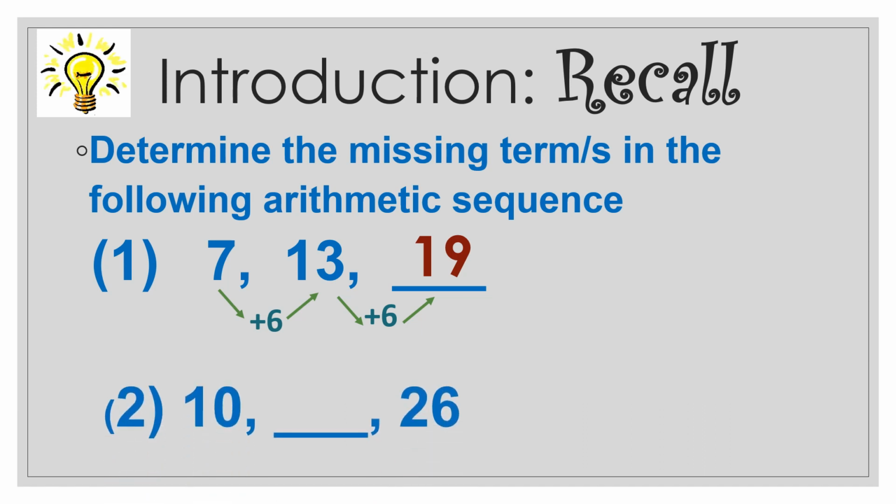Let's have number 2: 10, blank, 26. So what is the missing term between 10 and 26? In this arithmetic sequence, the common difference is 8. 10 plus 8 will give us the missing term, which is 18. 18 plus 8 will give us the last term, which is 26.